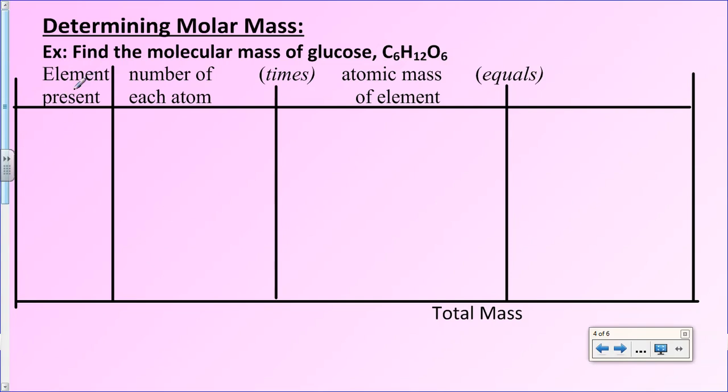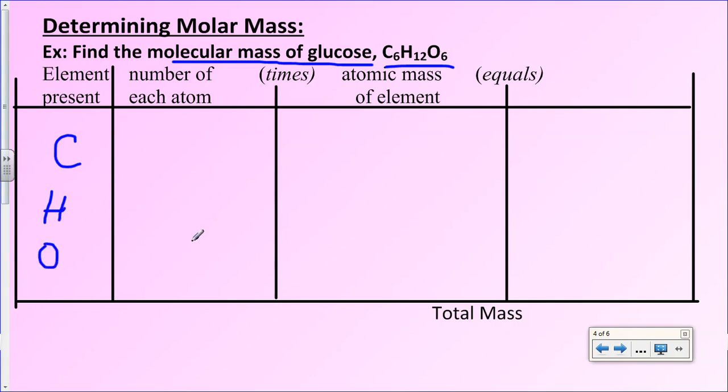So in our first example here, I have a grid set up. And now you do not need to draw the grid ever again. It's just to kind of keep our first example straight so that we know what we're talking about. So we want to find the molecular mass of glucose, and the formula for glucose is C6H12O6. So the first thing we're going to do is write the element that is present in the formula. We have carbon, hydrogen, and oxygen. So C for carbon, the H for hydrogen, and the O for oxygen.